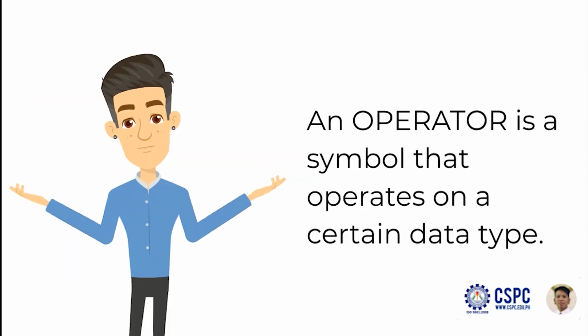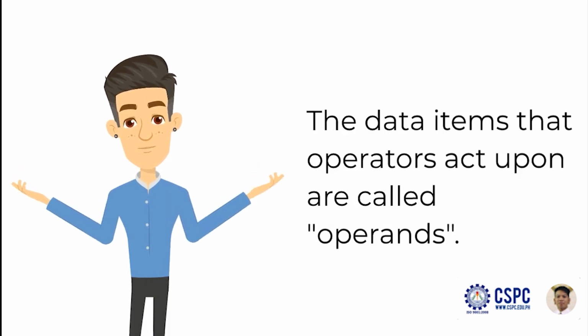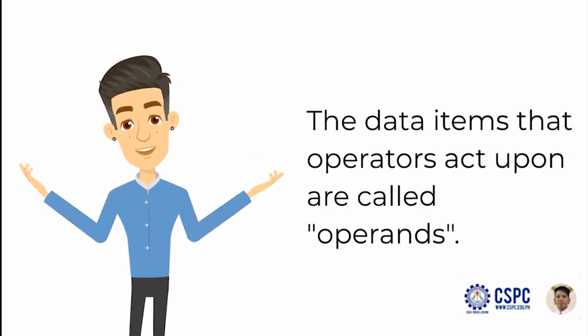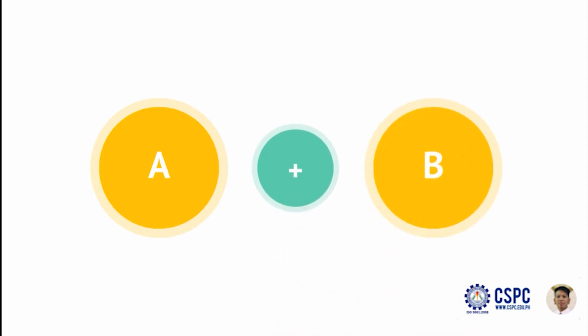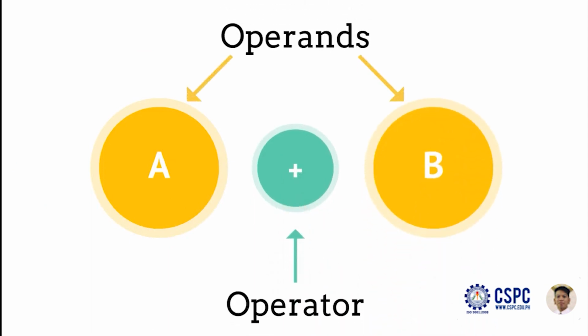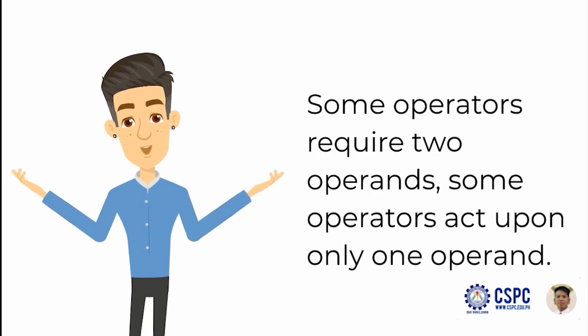An operator is a symbol that operates on a certain data type. The data items that operators act upon are called operands. Take this as an example. The variables a and b are the operands and the plus symbol is the operator. Some operators require two operands, some operators act upon only one operand.